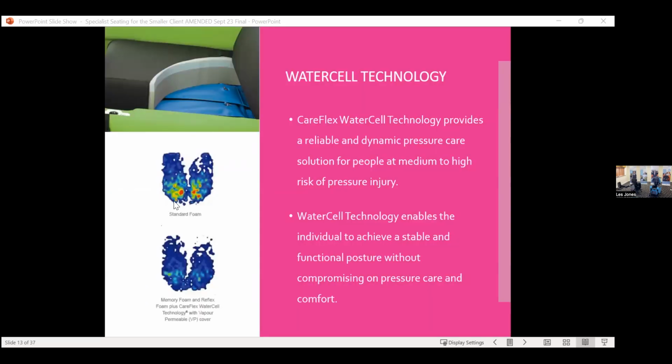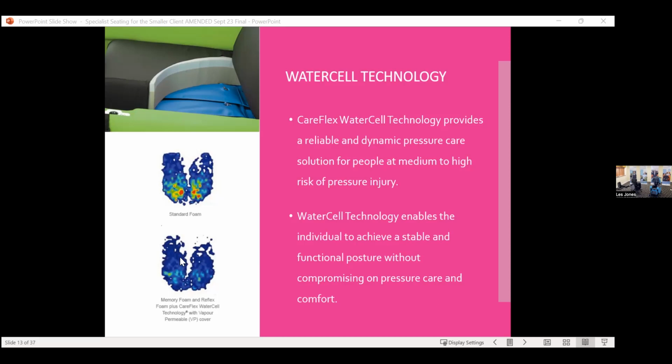Just a little bit about a product here that we use. It's not an accessory, it's a key feature of a Careflex chair, and that's a water cell technology seat cushion. Another test for Kim. Kim can post a link here to our website that'll give you a lot more information on the water cell technology.